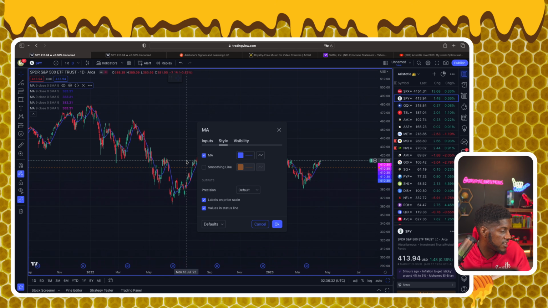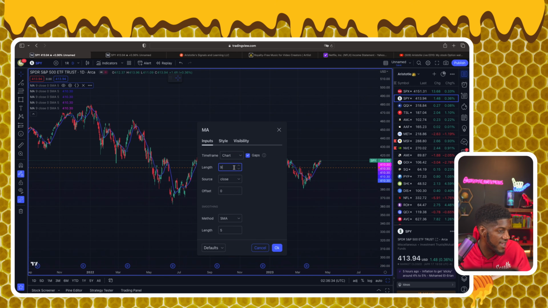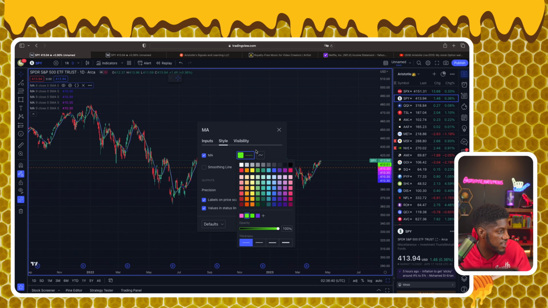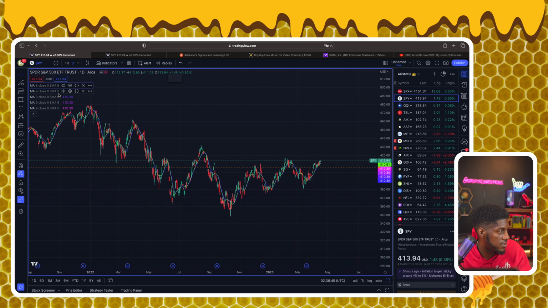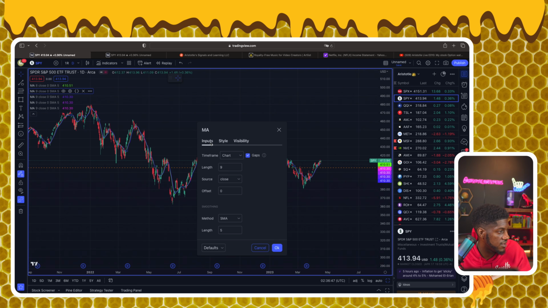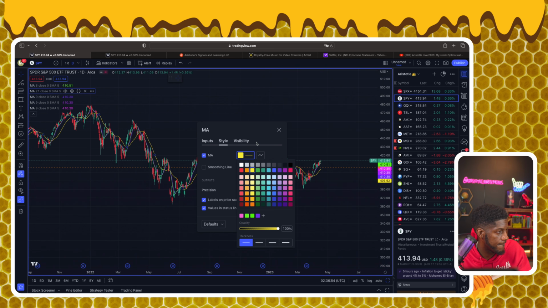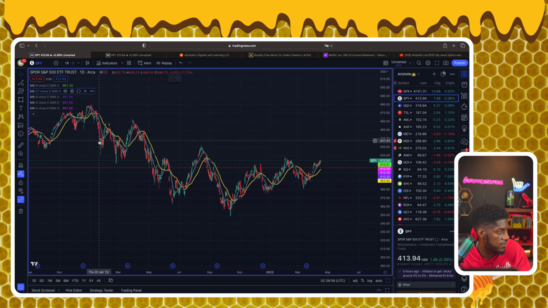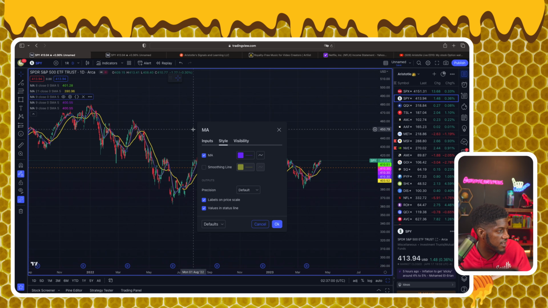So the first one that I like to do is my 8 MA. And I like to make this green and I keep it thin on purpose. The second one I like is my 21. Keep it a little thicker. The third one that I like is my 50.